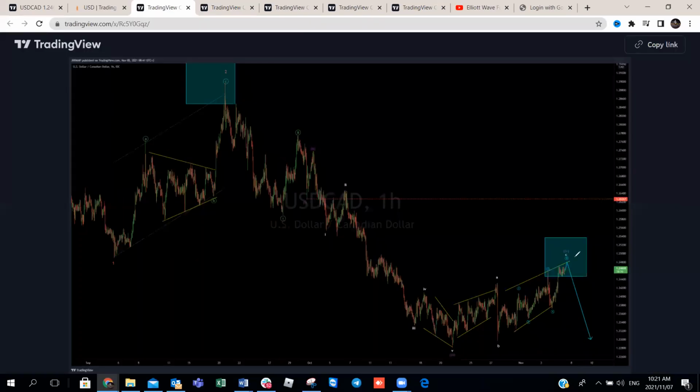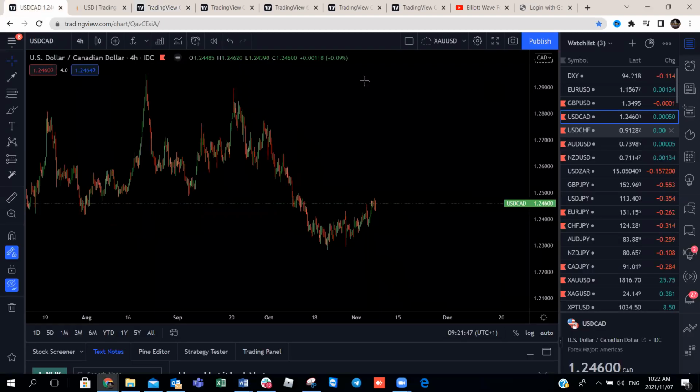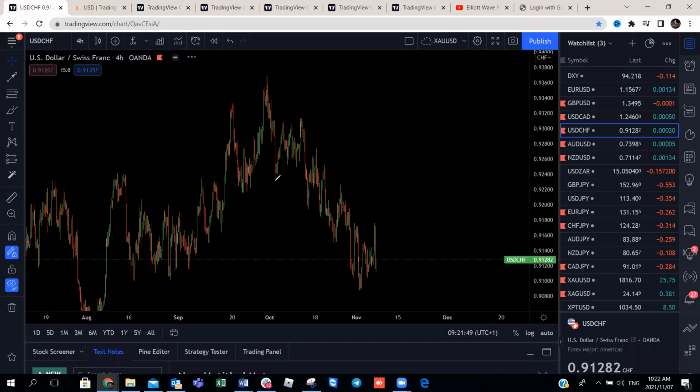As you can see, we're looking for this one to get into the blue box and make that reversal. That is US dollar CAD. US dollar CHF has been dropping since the trade setup. Remember, about 3, 4 weeks ago, when we were here, we were looking for this one to drop, and we are still looking for US dollar CHF to continue the drop here.